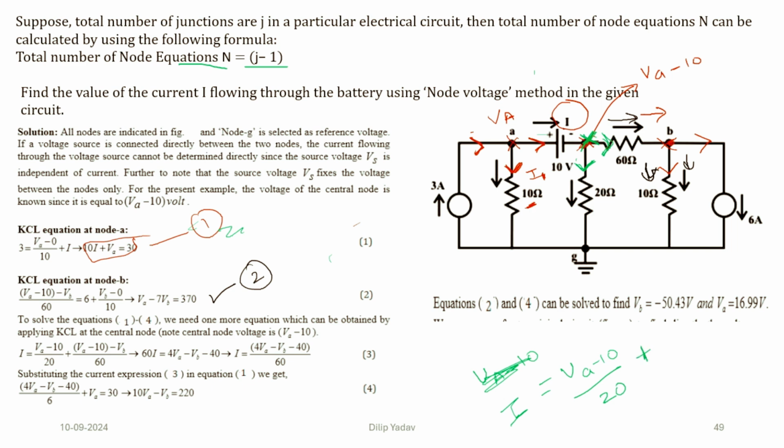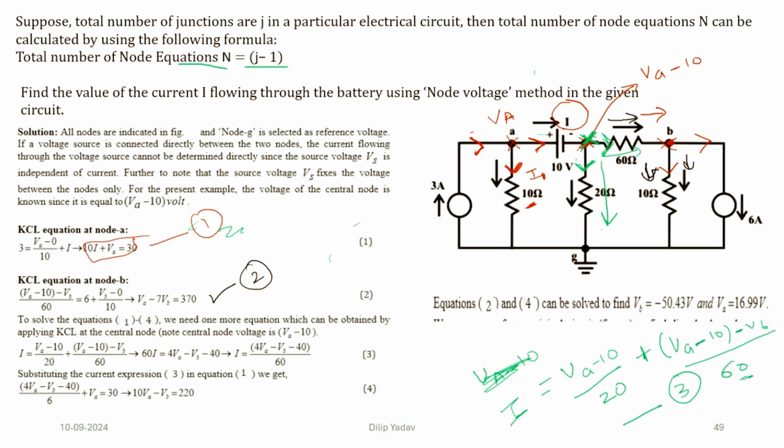Plus the current at this point. This was VA minus 10 minus VB divided by 60. That was given this. So this was the third equation we have obtained. The current that was coming from this point was I. This I was equal to VA minus 10 divided by 20 at this point, and this was VA minus 10 minus VB divided by 60.